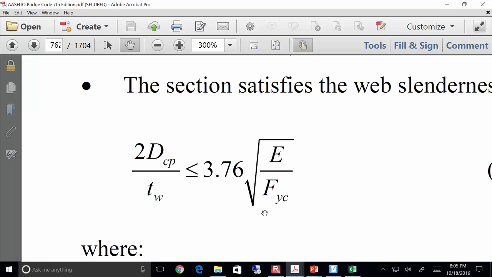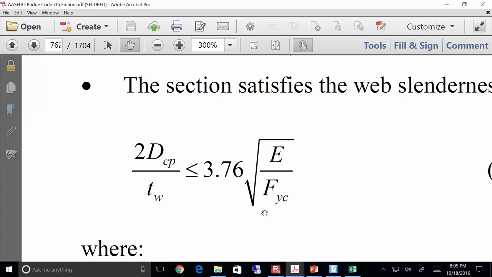So this web slenderness limit over here, all this stuff on the left, is 0. And why is it 0? Because at MP, the whole web's in tension. Okay? Make sense? All right. That has to be less than or equal to 3.76 times the square root of what? 29,000 KSI over 50? I don't even need to do the math. I know it's going to work, right? Because I promise you 0 is less than a number that's positive and not 0, right? I don't need to do the math.